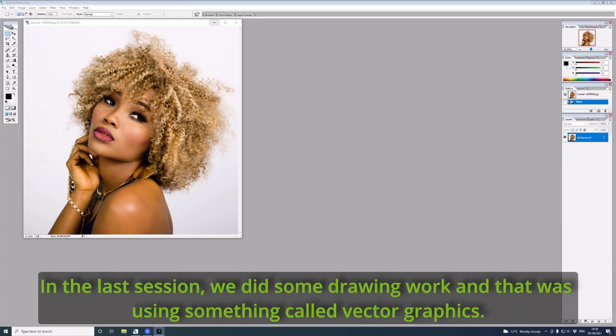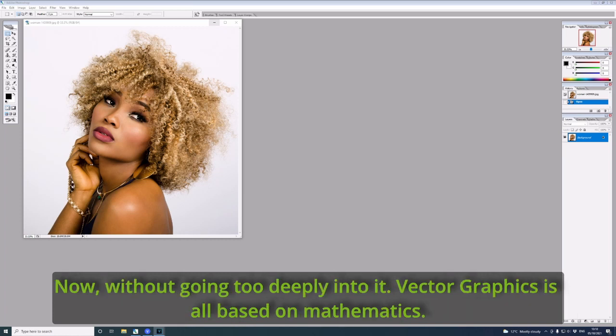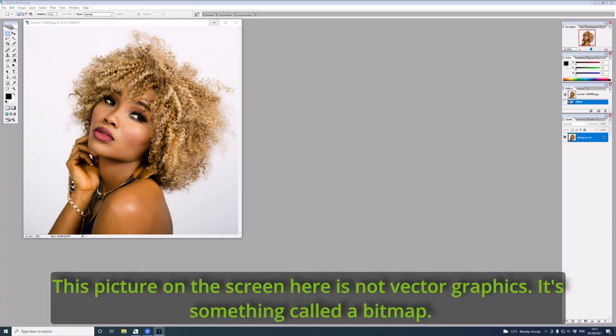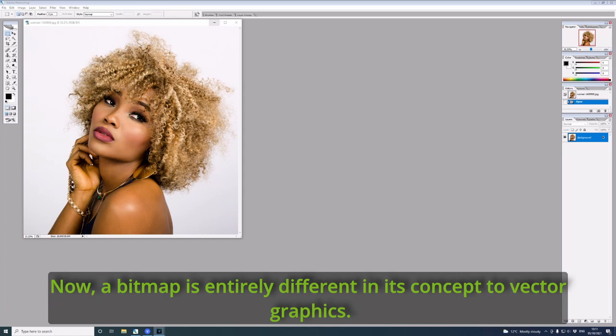In the last session we did some drawing work, and that was using something called vector graphics. Now, without going too deeply into it, vector graphics is all based on mathematics. This picture on the screen here is not vector graphics, it's something called a bitmap. A bitmap is entirely different in its concept to vector graphics.